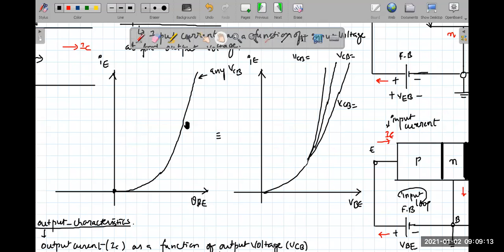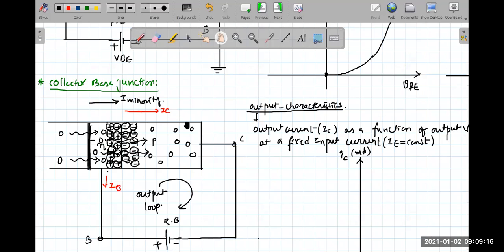Now look here. We know that the output voltage must be reverse biased. If I make it more and more reverse biased, what is happening? More and more holes which are entering into the N region are being dragged to the P side, that means to the collector region. The emitter is pumping holes into the N region, and because of the reverse bias, the collector is extracting all these holes. So if I increase the reverse bias voltage, more and more holes will be dragged to the collector. That means in the base, the number of holes will reduce.